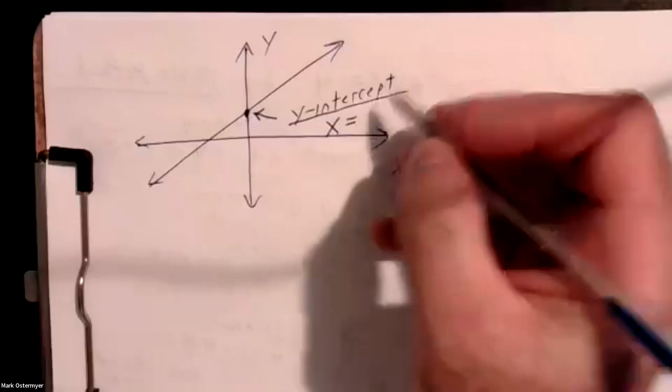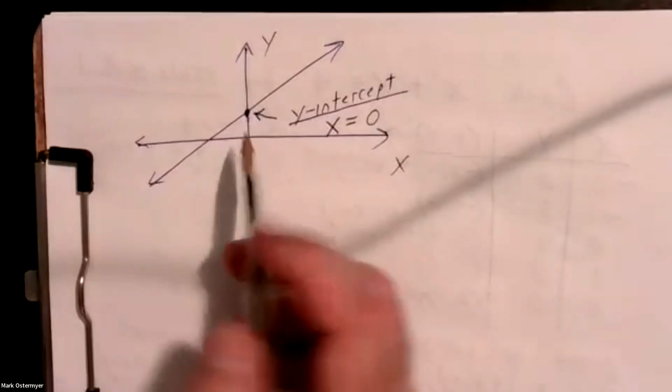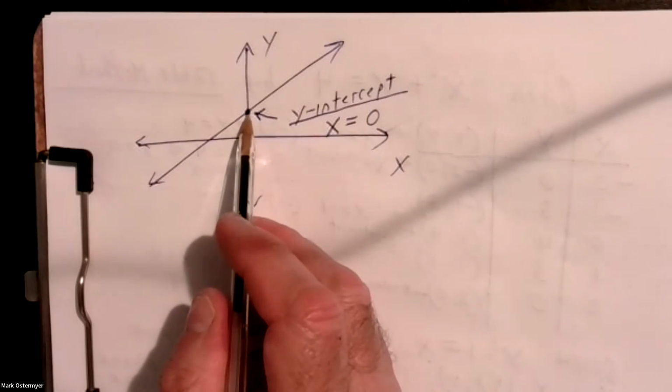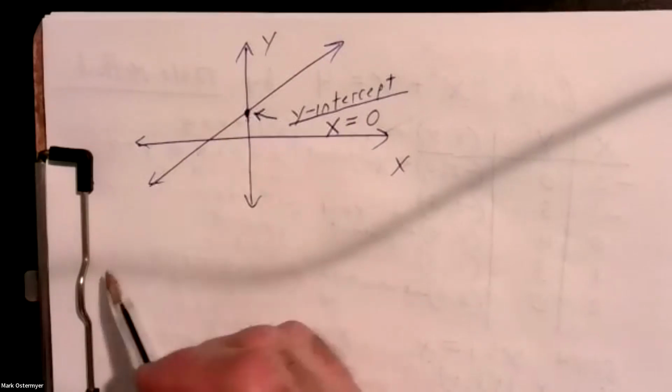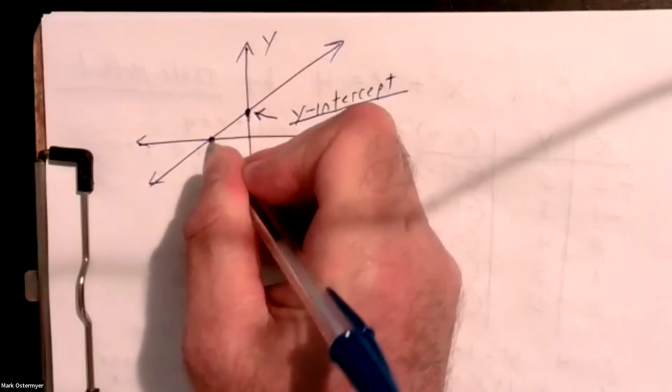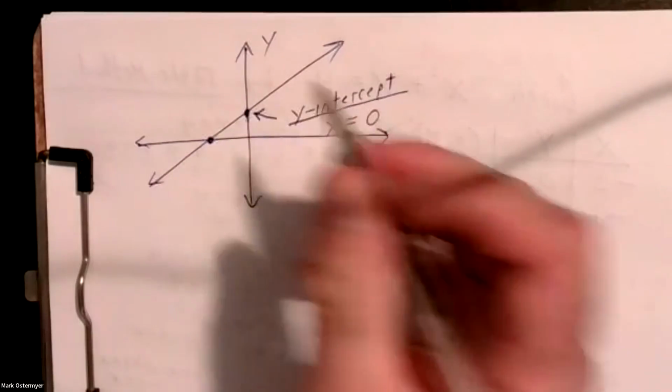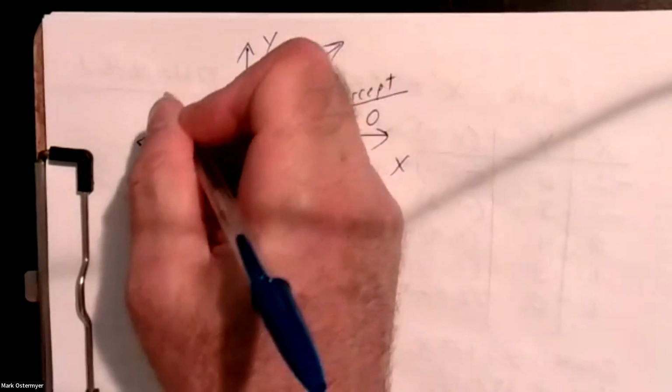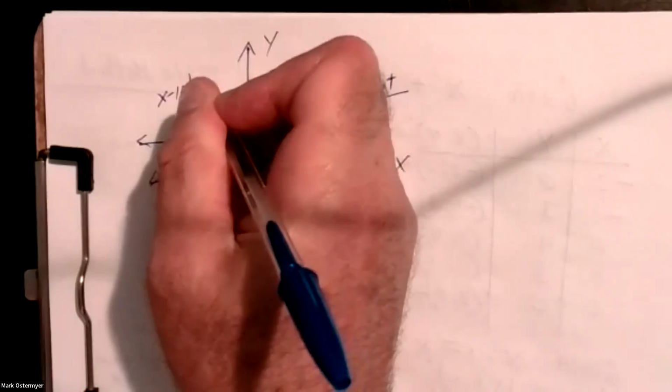0. Because if the x-coordinate is not 0, then the point will not be on the y-axis. It's going to be to the right or to the left of the y-axis. In a similar fashion, the point of intersection between the graph and the x-axis is a very important point. It's called the x-intercept of the graph.